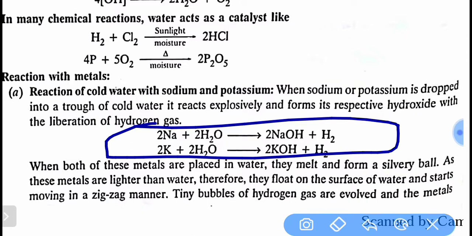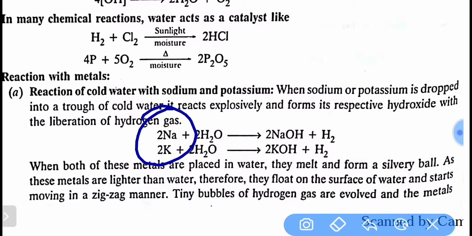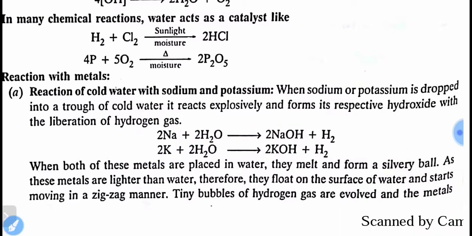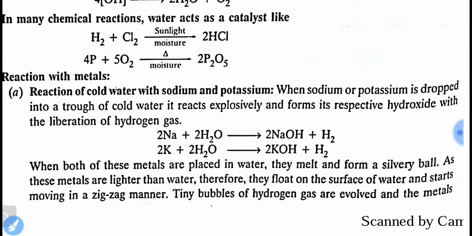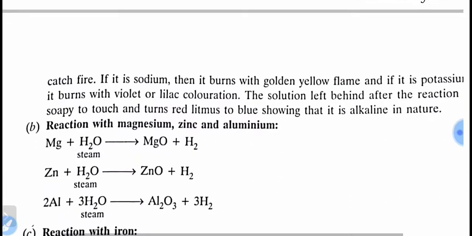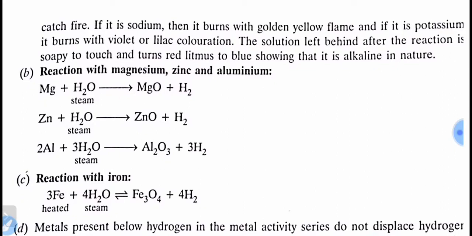When both of these metals are placed in water, they melt and form a silvery ball. As these metals are lighter than water, they float on the surface of water and start moving in a zigzag manner. Tiny bubbles of hydrogen gas are evolved and the metals catch fire. Sodium burns with a golden yellow flame, and potassium burns with a violet or lilac coloration.